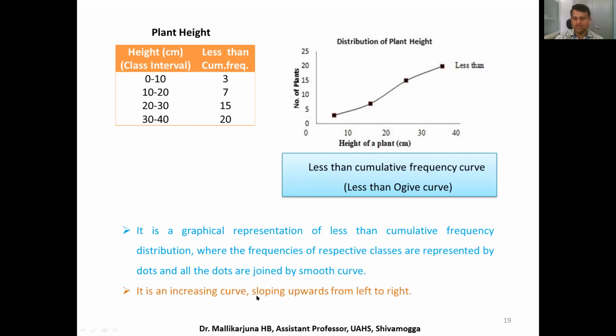It is an increasing curve sloping upwards from left to right. We can observe from this curve that this is an increasing curve, sloping upwards from left to right.